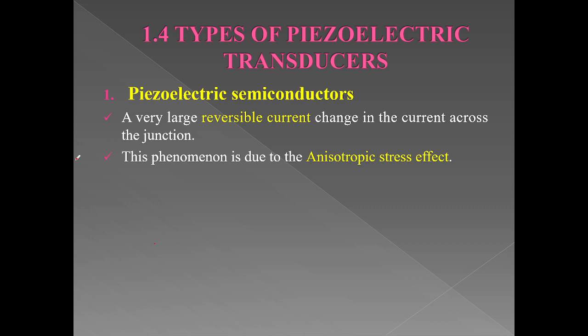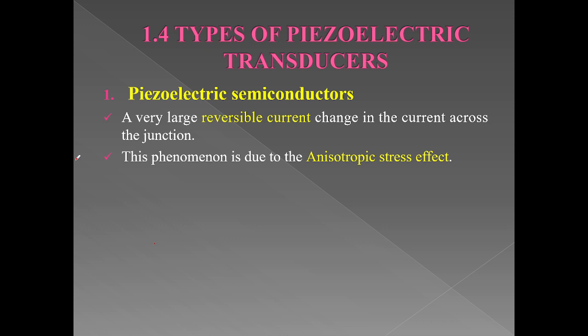So the first one is piezoelectric semiconductor. Whenever we talk about semiconductor, a PN junction comes to our mind, right? So it is actually the characteristics of piezoelectric itself. It is anisotropic. It means it will be very non-uniform, non-uniformly distributed.